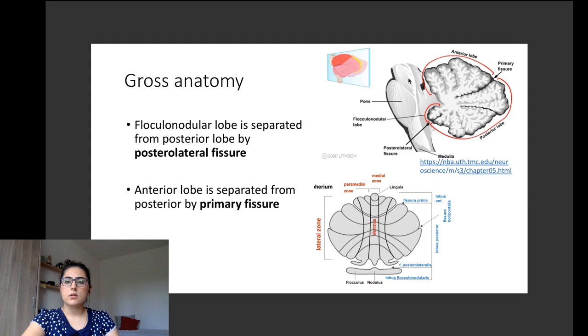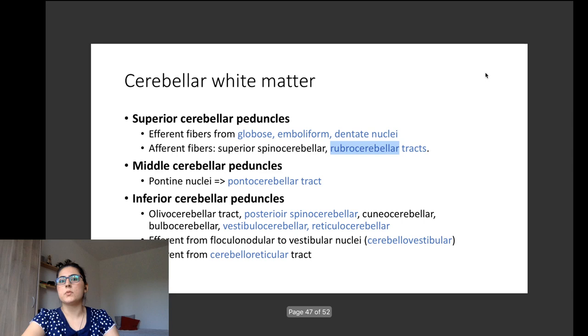My superior cerebellar peduncle is somewhere here. So imagine my nucleus rubra here, passing a fiber through my superior cerebellar peduncle into my cerebellum. Then it makes sense for it to be the superior cerebellar peduncle, because the rubra nucleus is on top.